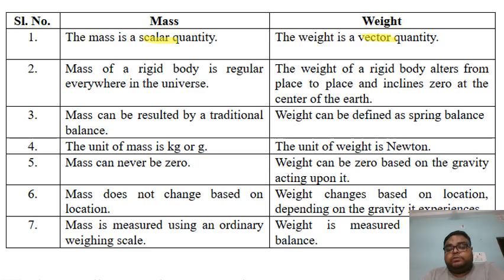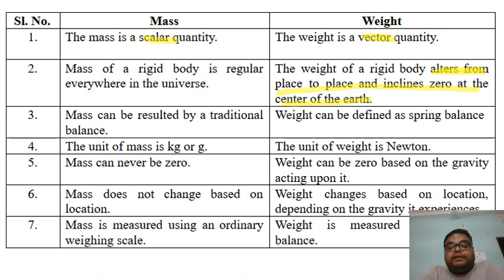But the weight of the object will change. Suppose this phone weighs 360 newtons on the earth. Then how much will it weigh on the moon? It will weigh 60 newtons on the moon. So the weight of a rigid body alters from place to place, and inclines to zero at the center of the earth.